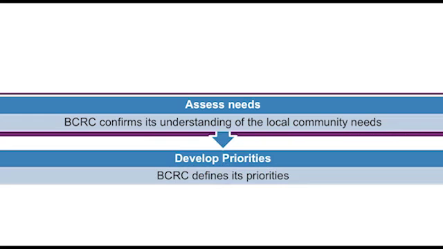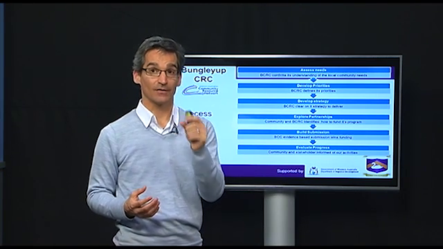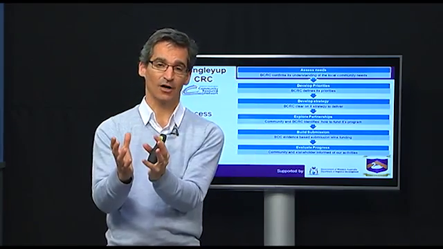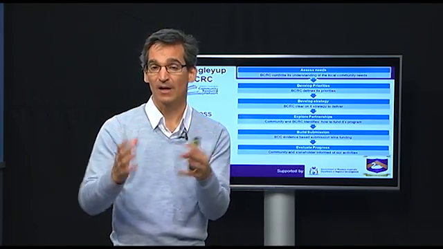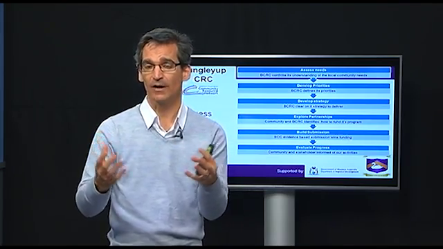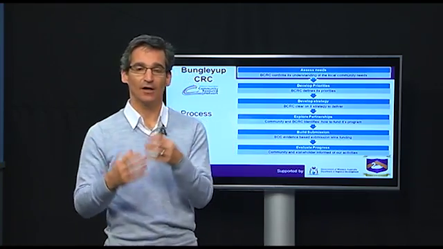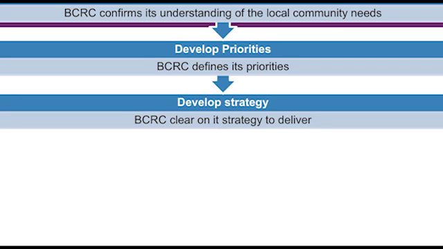So then we go to developing our priorities, where the CRC begins to define its priorities and what it can do out of all those needs. You guys can't do everything all the time, so helping to define what those priorities are. And there are processes we might use for that: workshops, community events, survey work, etc.